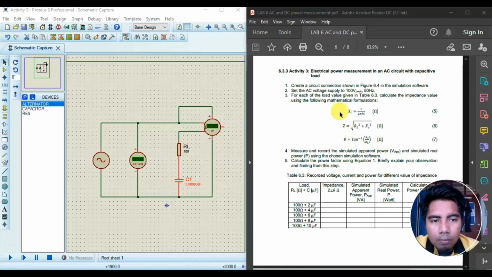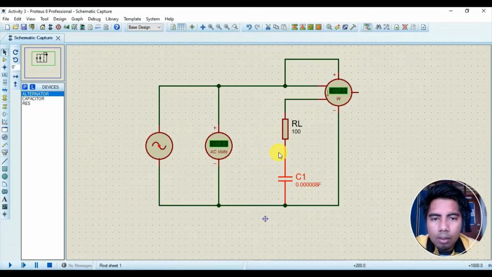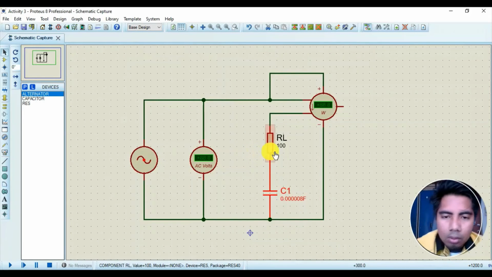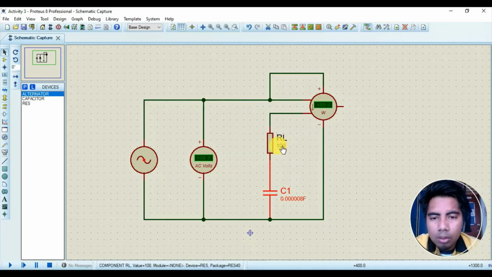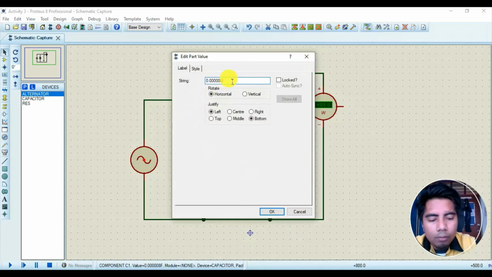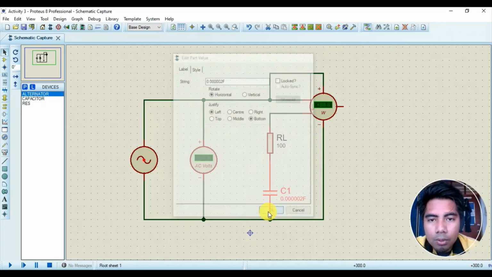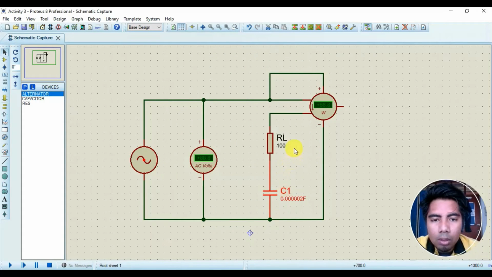All the formulas have been given in the lab sheet. In Proteus, I designed the capacitive load measurement and connected all the components like this. I use the AC source, AC voltmeter, wattmeter, a 100 ohm resistive load, and a variable capacitor with values in microfarad. For the first measurement, I measure with the 100 ohm resistive load and a capacitor of 2 microfarad.